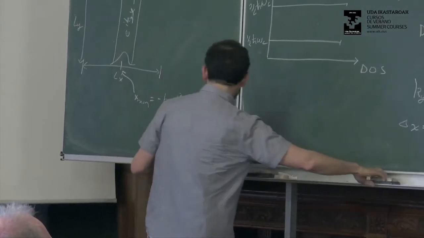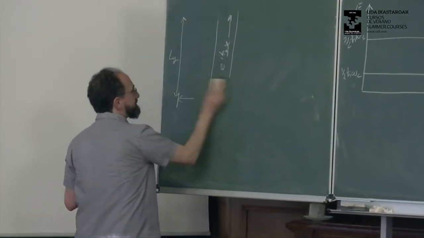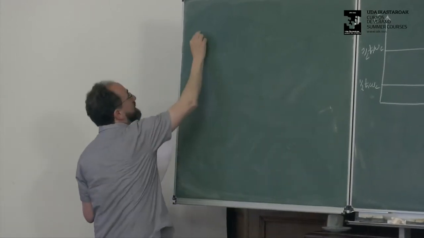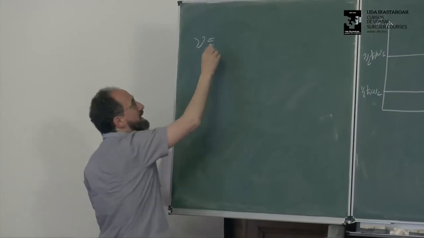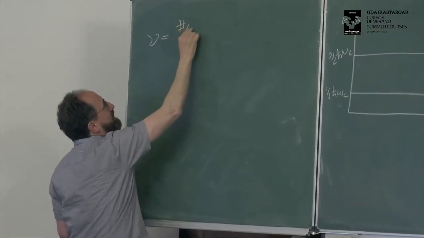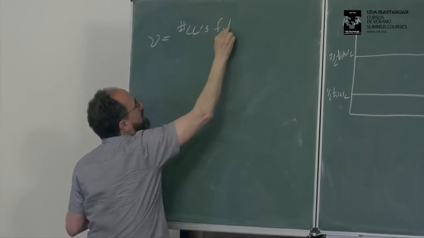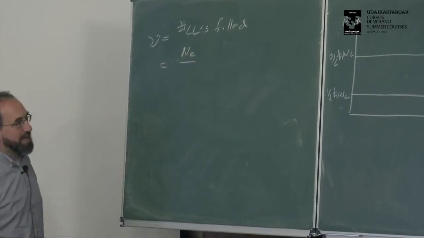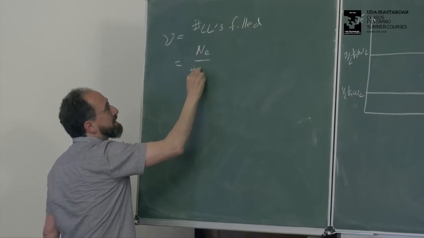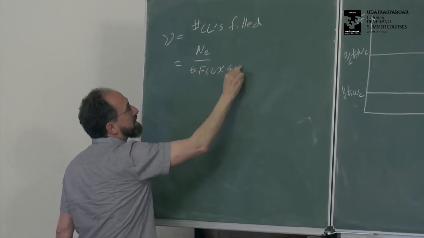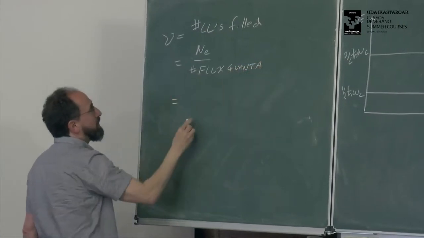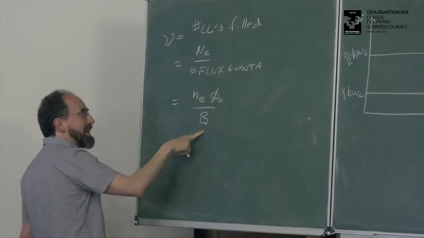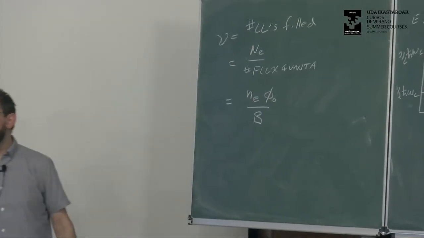So this brings us back to one of the things I defined earlier, this thing we called filling fraction nu. And I claim that filling fraction nu is the number of Landau levels filled. Why is that? It's the number of electrons divided by the degeneracy of a Landau level, which is the number of flux quanta. We can rewrite that as the density of electrons times the flux quantum divided by the flux density, which is the magnetic field. And this is how I defined the filling fraction earlier.